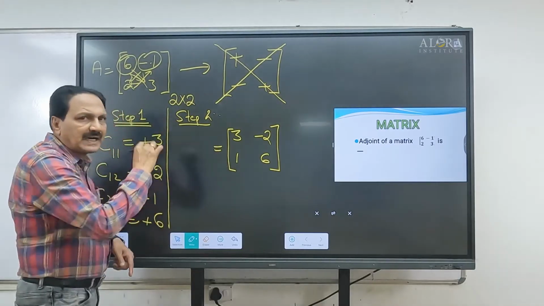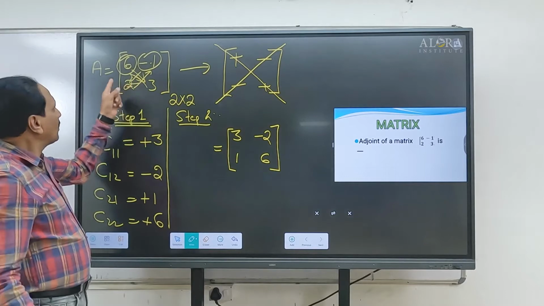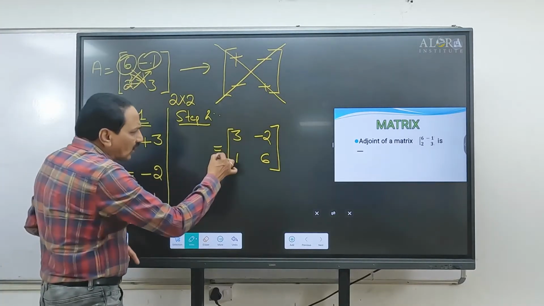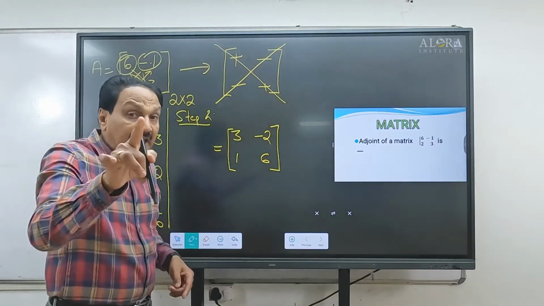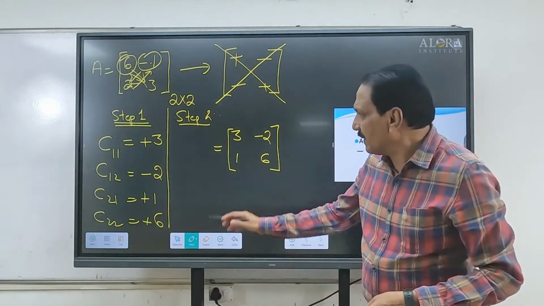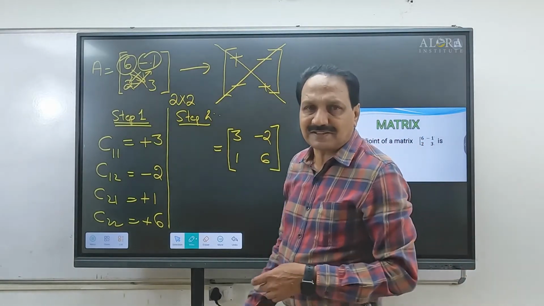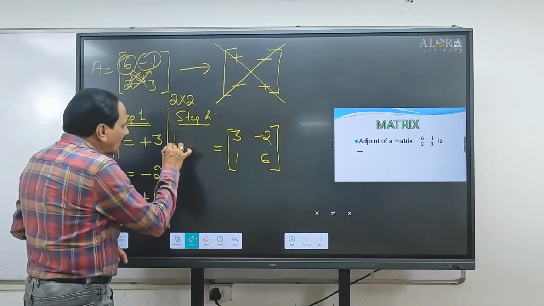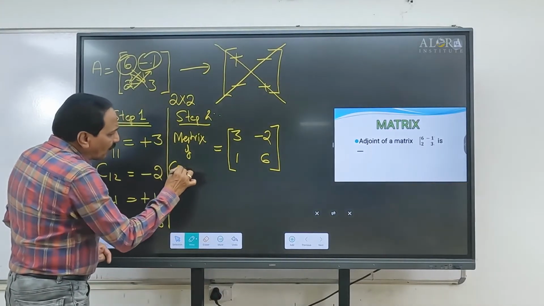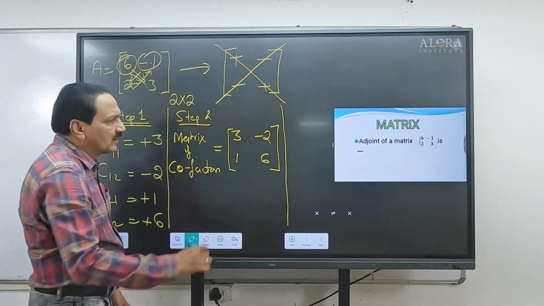What do you call this matrix? What is the difference between these two matrices? Here, all the numbers present are called the elements. Whereas here, the numbers present inside are not mere numbers, they are the cofactors. That's why we call this matrix the matrix of cofactors. This is called the matrix of cofactors. Here I will write that matrix of cofactors. So this you are supposed to write in the second step.